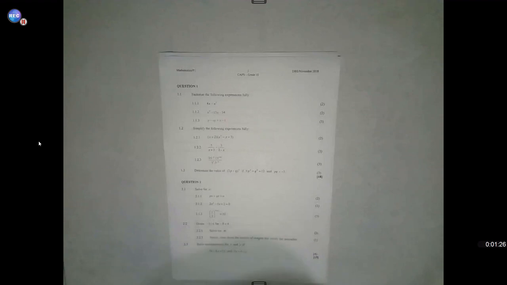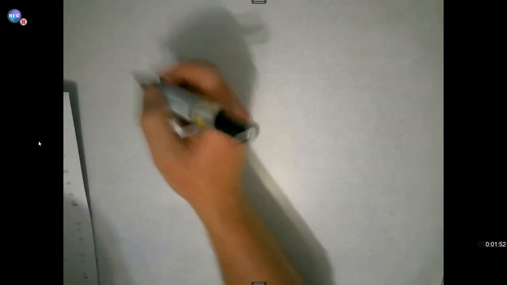Looking at this question paper, our first question focuses on factorization, as you can see over here, and it goes from question 1.1.1 all the way to point 3. So we'll discuss the first 3 questions in this paper, and then we'll move on to our next questions. Okay, let's jump into it. Hopefully this will assist you in a very good manner.